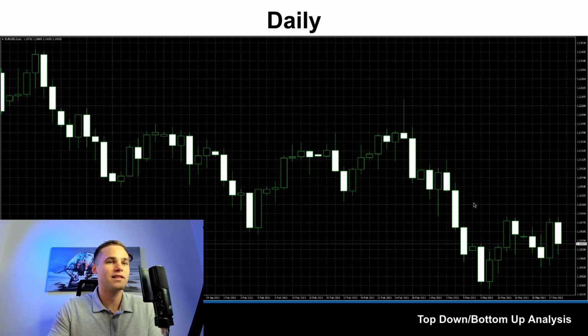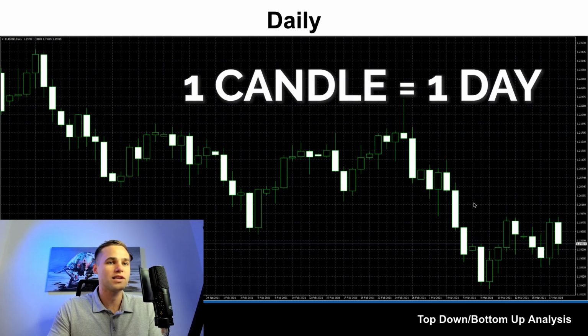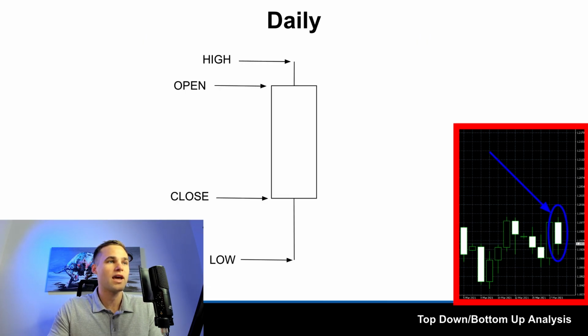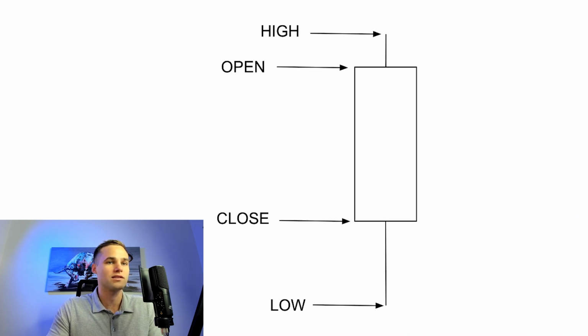This is a daily chart. Obviously, each candle represents one day. We're going to take a look at this candle that's just right here. Now, looking at that candle, obviously the candle is comprised of a few different things: the low, the close, the open, and the high, right? So it opened here, the highest it went was here, the lowest it went was here, and it closed at this point right here.